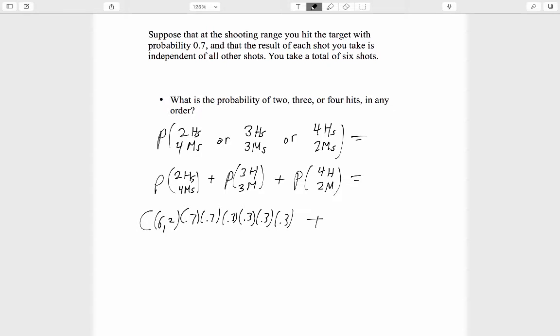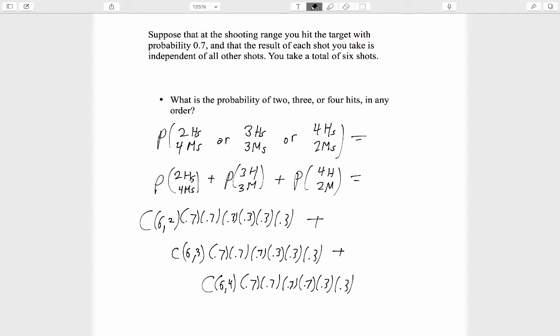Now we can do the same thing for 3 hits and 3 misses in any order. In one particular order, there is a 0.7 to the 3rd times 0.3 to the 3rd probability, and therefore in any possible order, there are 6 choose 3 copies of this number. Added up, those give you the total probability of 3 hits and 3 misses in any order. Similarly, for 4 hits and 2 misses, there are 6 choose 4 copies of 0.7 to the 4th times 0.3 squared. Each specific outcome with 4 hits and 2 misses contributes 0.7 to the 4th times 0.3 squared, and we add up 6 choose 4 copies of them.